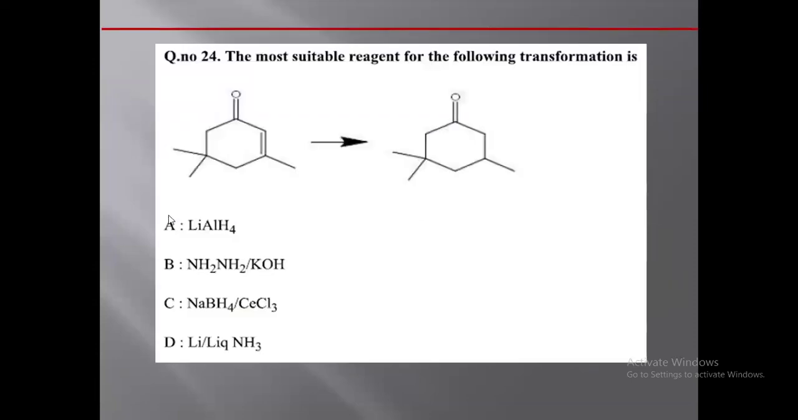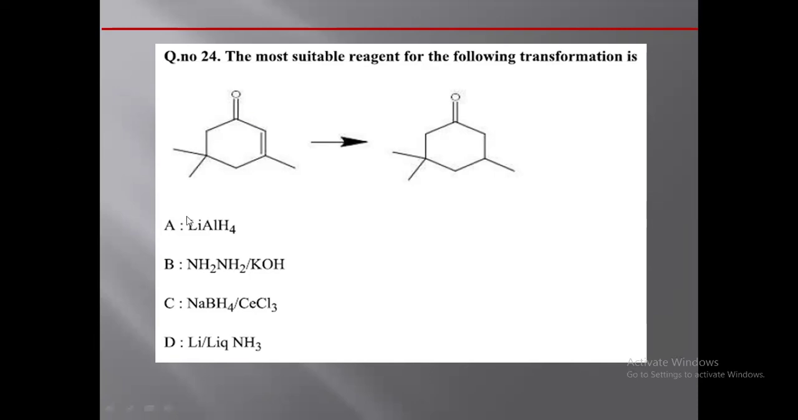Yes. Question number 24. The most suitable reagent for the following transformation. See here, an alpha, beta unsaturated ketone compound is there. Option A is lithium aluminum hydride. B is N2H4, KOH, Wolff-Kishner reduction. C, NaBH4 with CeCl3, means this is the Luche reagent, or we can call it Luche reduction. D, lithium in liquid ammonia, or here you can take sodium metal in liquid ammonia. So D is the Birch reduction.